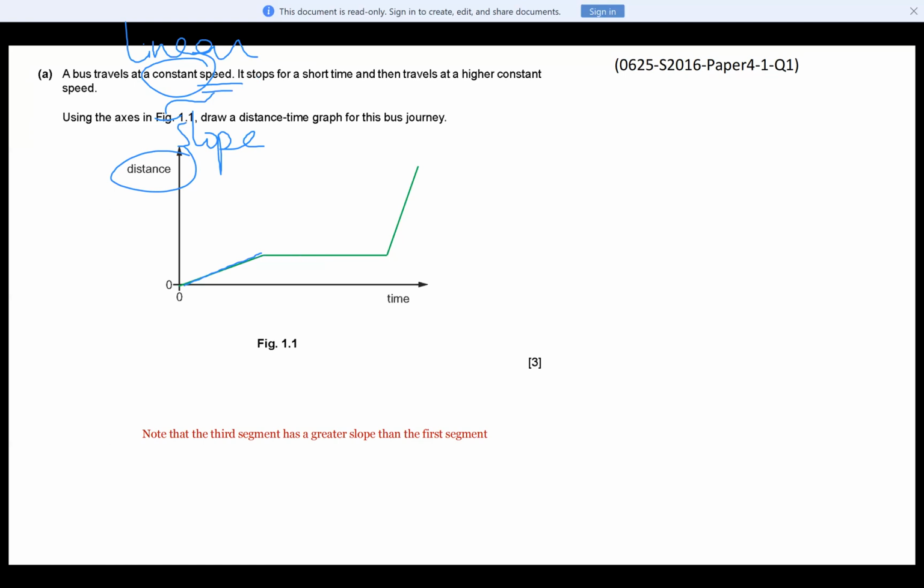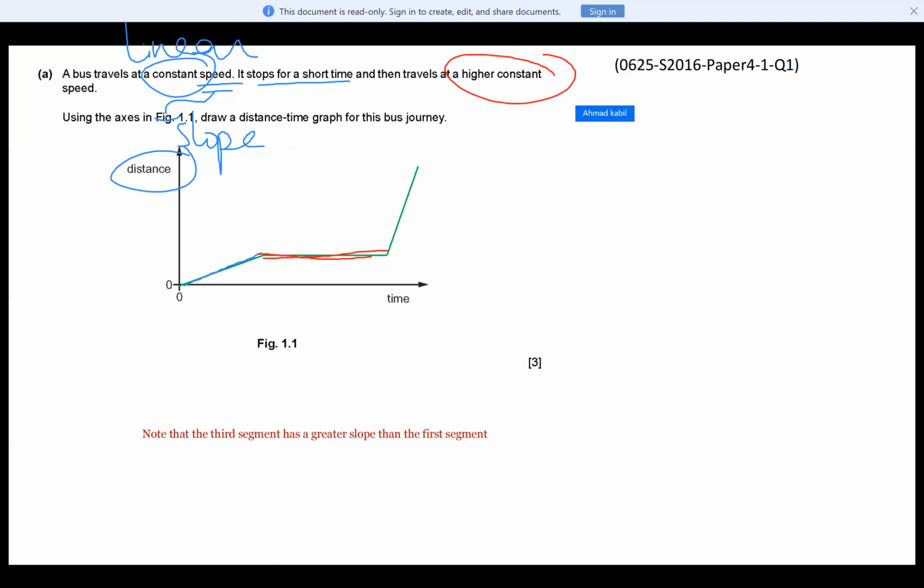And then it stops for a short time. So therefore, the slope will be 0 and the line will be horizontal. The distance will not change because the bus is at rest in position. It does not move. And then it travels at a higher constant speed.